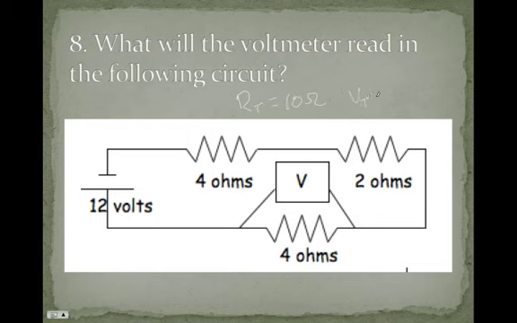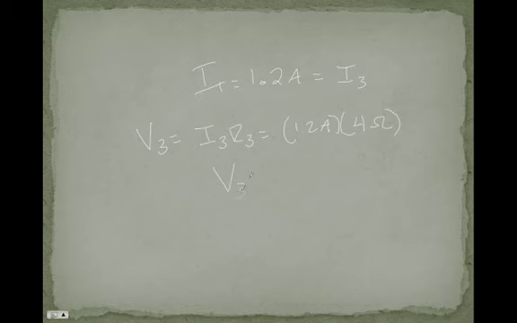Total voltage is 12 volts. And so you easily see that. So my total current is 1.2 amps, which is also equal to the current flowing through the third part. To find the voltage for the third part, I just need my current and my resistance. So 1.2 amps times a resistance of 4 ohms, which means the voltage for the third resistor is 4.8 volts.